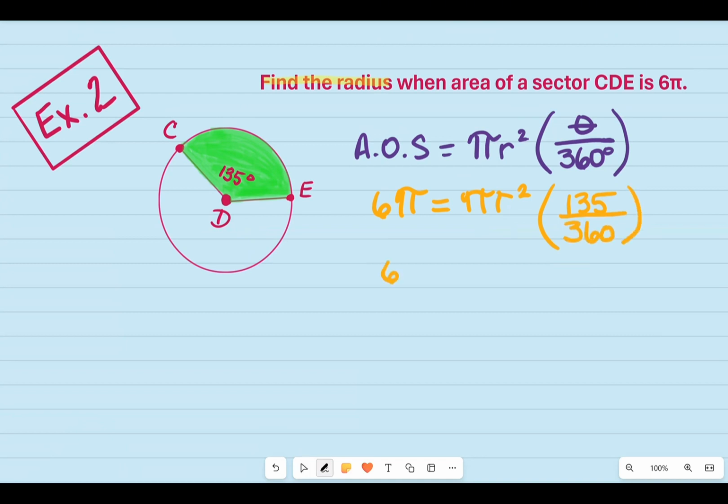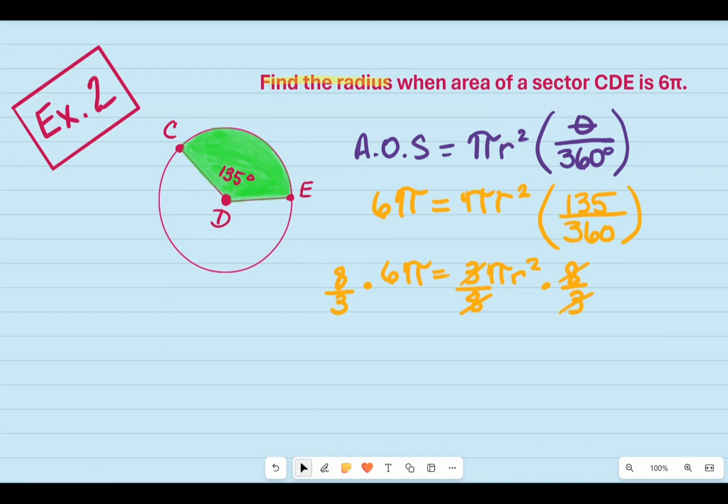When I simplify the right side, I end up with 3 over 8. And then I still have my pi r squared. So in order to get rid of that fraction, I have to multiply both sides by the reciprocal of that fraction. That simply means I'm going to flip my numerator and my denominator. So the 8 is now on top and the 3 is on the bottom. What I do to one side, I do to the other. So both sides will be multiplied times 8 over 3. And the purpose of doing that is to cross simplify on the right, so I can get rid of my 8s and I can get rid of my 3s.